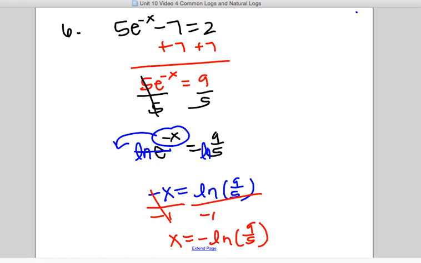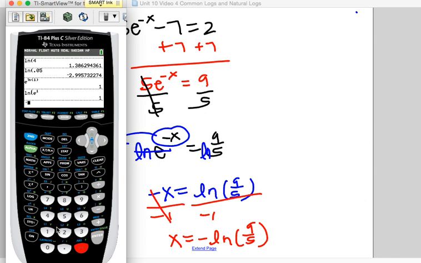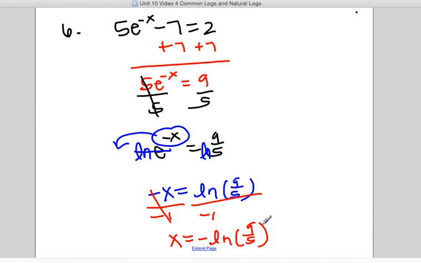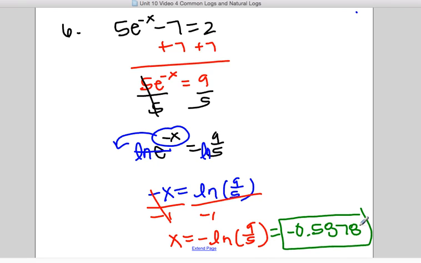Now let's type it into our calculator. I would have negative natural log 9 divided by 5, which gives me that x is approximately, let's just keep rounding to 4 decimal places, 5.587. This 8 tells me to round this up to an 8, so negative 0.5878. So number 6, this is also equal to negative 0.5878. All right, that is example 6.